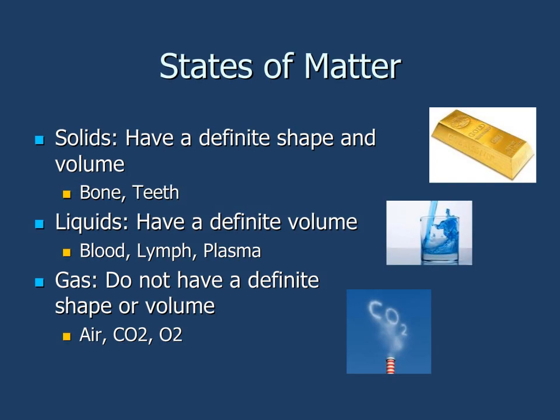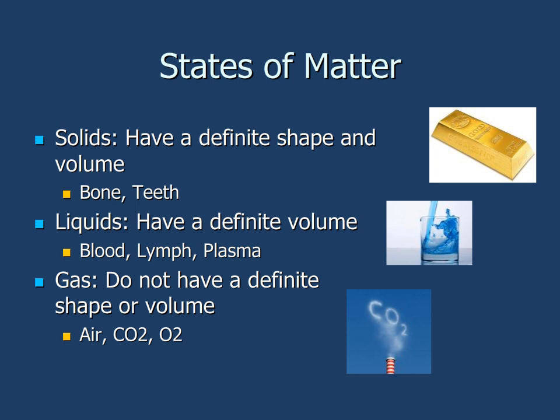As you're probably already aware, there are three distinct states of matter. Solids are matter that has a definite shape and also a definite volume. For example, the ingot or bar of gold at the right is a solid. It has a certain weight or mass, and if you were to measure its dimensions, you could see that it has a very definite shape. Within the human body, there are solids, of course, and these are things like bones and teeth, both of which are solids.